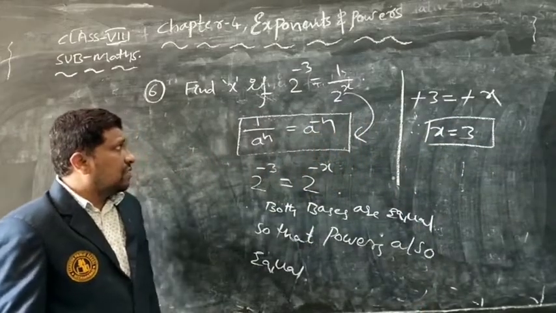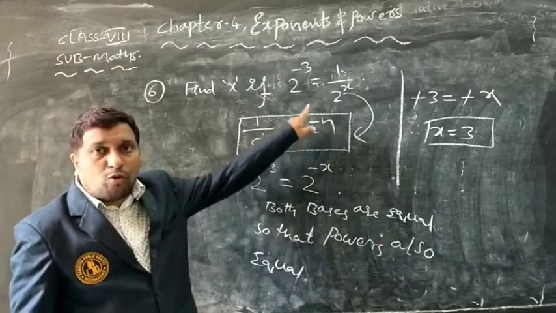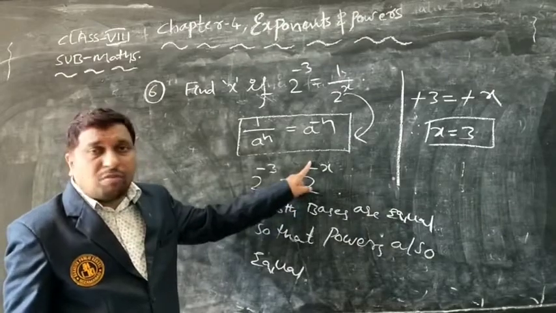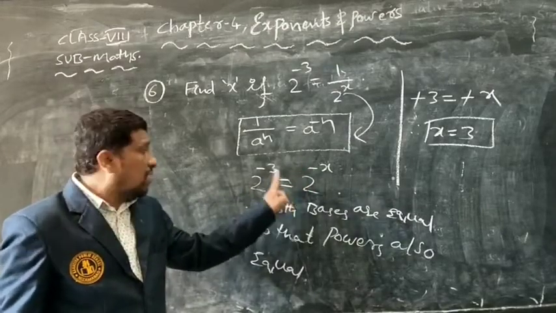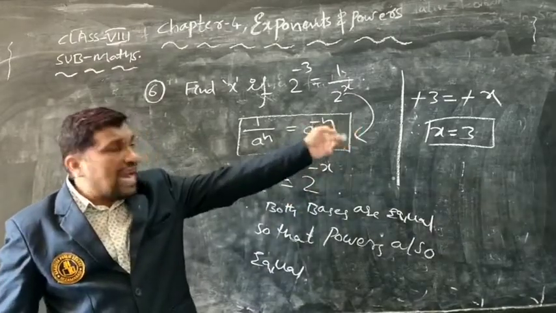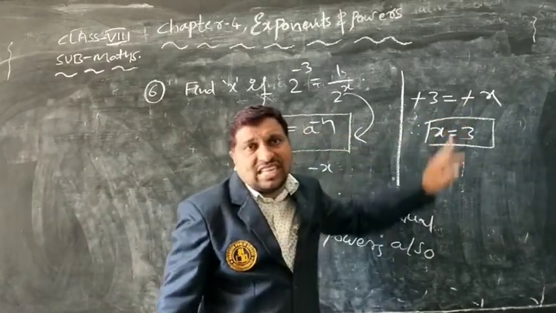Understood children? Here we can use 1 by a to the power of n is equal to a to the power of minus n. So 2 to the power of minus 3 is equal to 2 to the power of minus x. In this situation, both bases are equal, so the powers are also equal. So minus 3 is equal to minus x. Minus will cancel, so what remains? The x value. x is equal to 3.